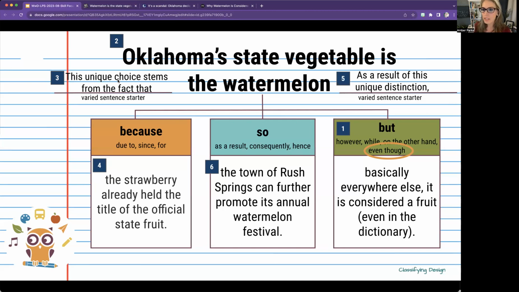We need to work on that. As a result of this unique distinction, the town of Rush Springs can further promote its annual watermelon festival. So this ordering of it, you can see this is a lot more complex. It doesn't even start with the sentence stem, right?